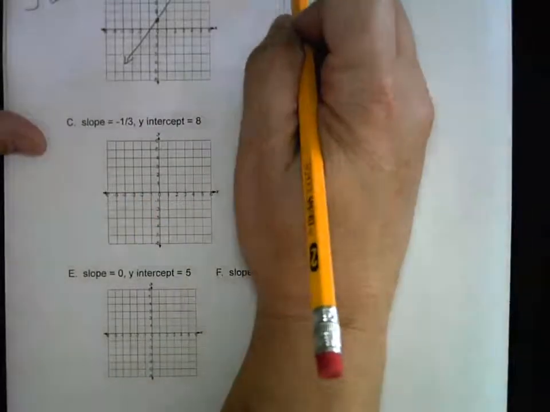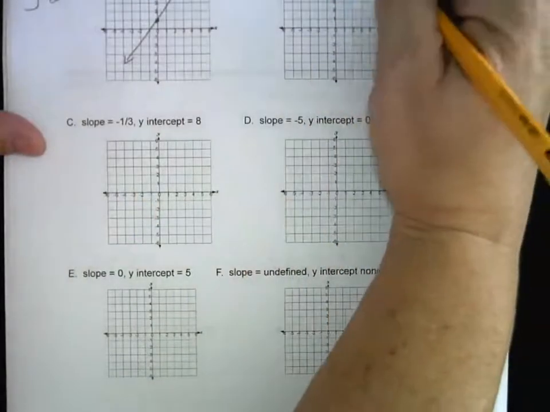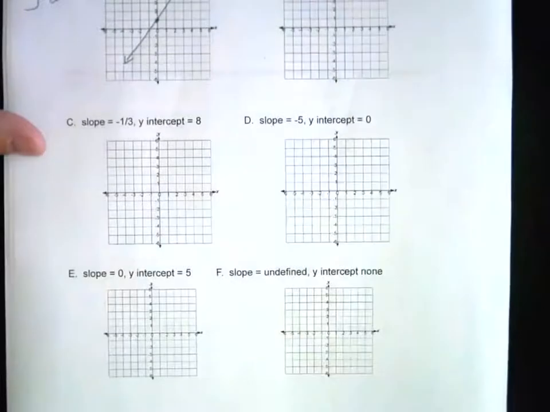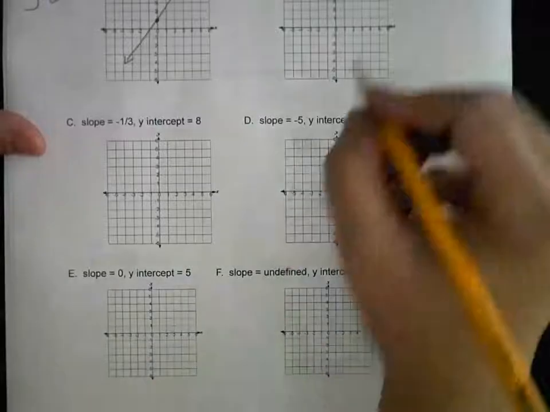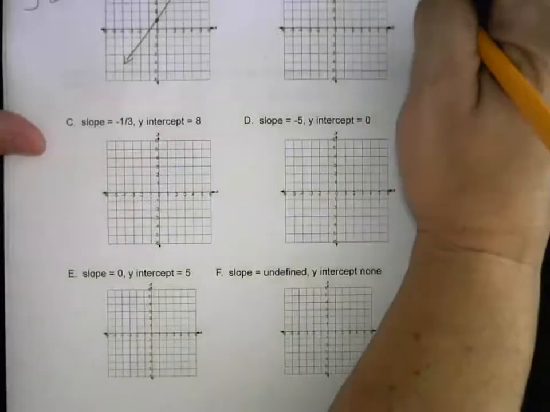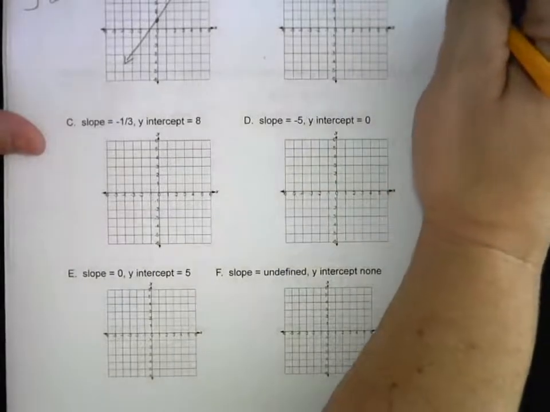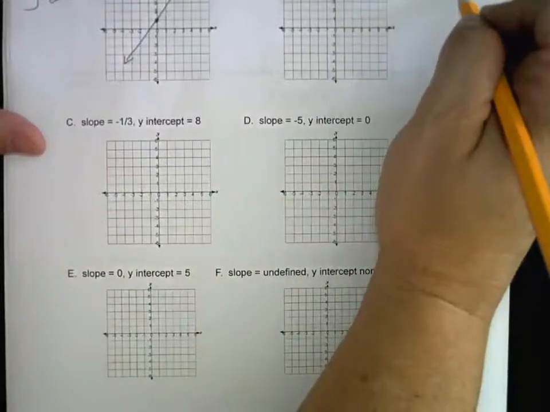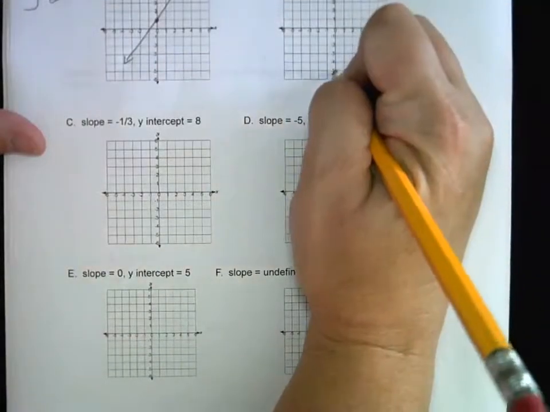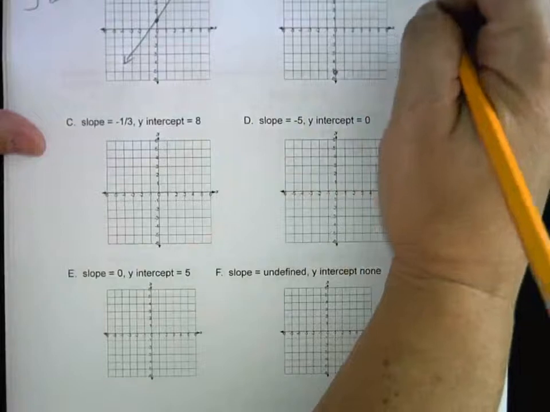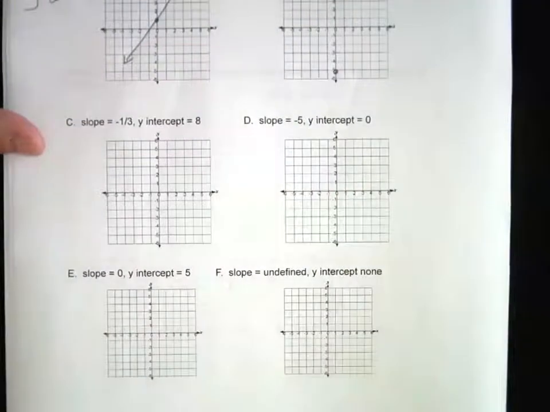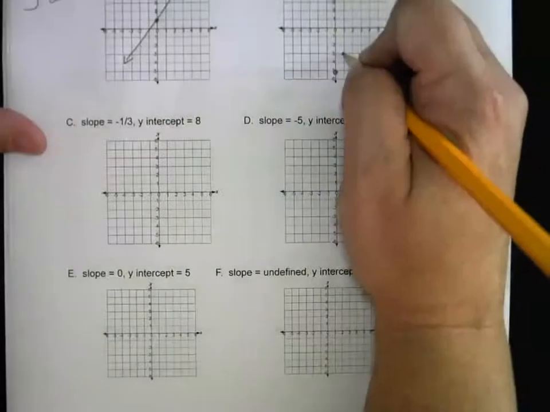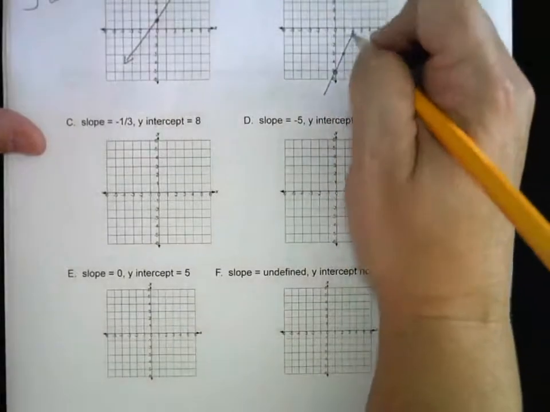Letter B, slope and y-intercept. You're putting that into y equals mx plus b form. So that becomes y equals 2x minus 5. Your y-intercept is the -5. And if you want to write the slope as 2 over 1, go up 2 and 1 to the right.